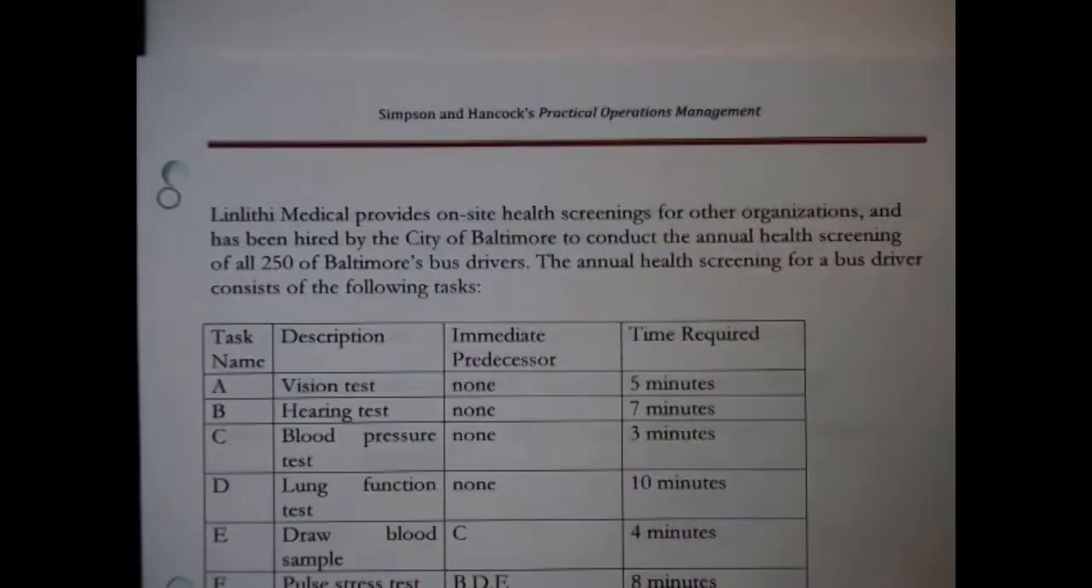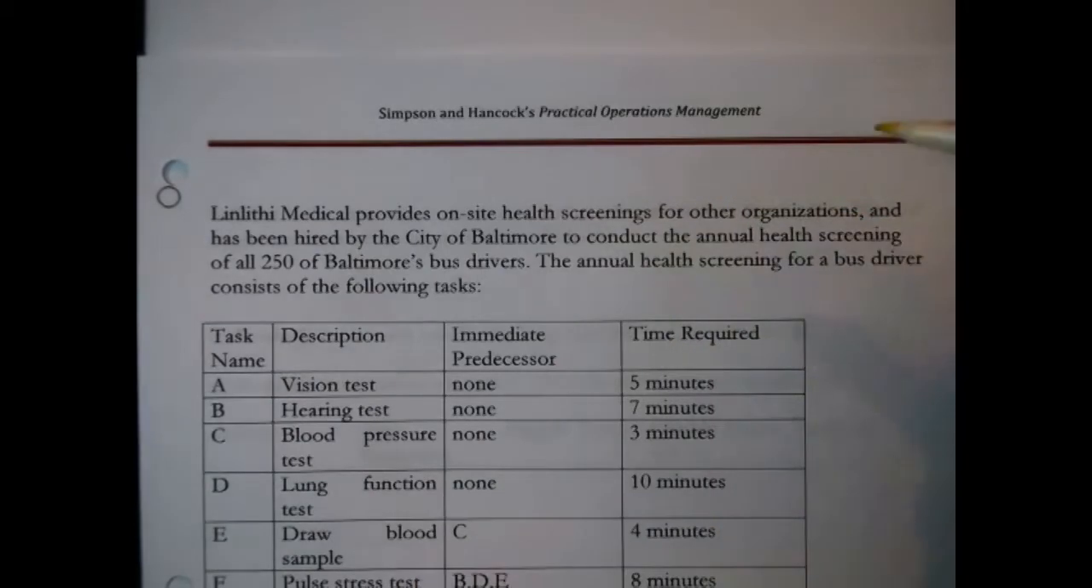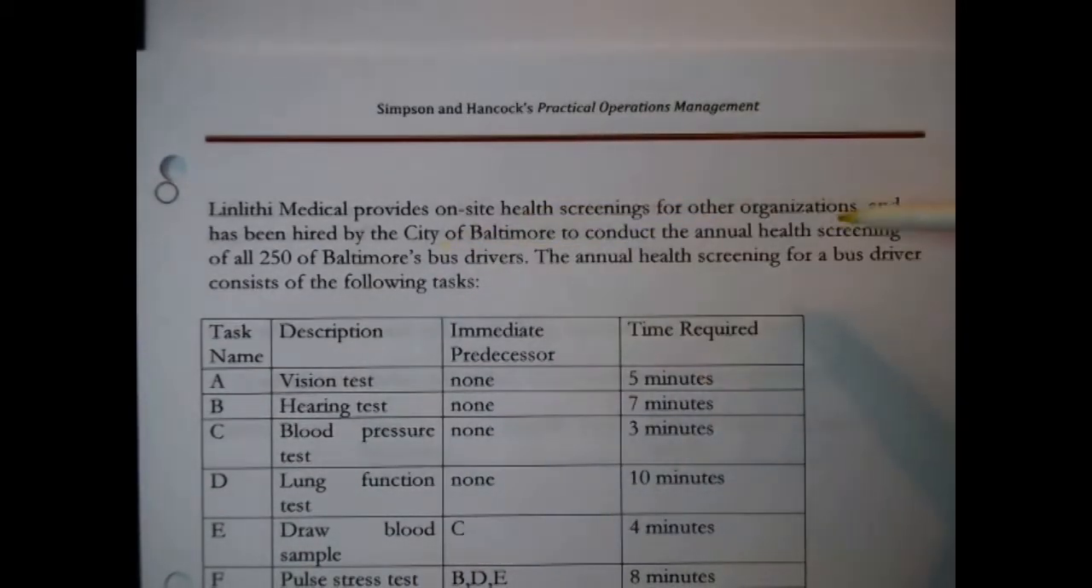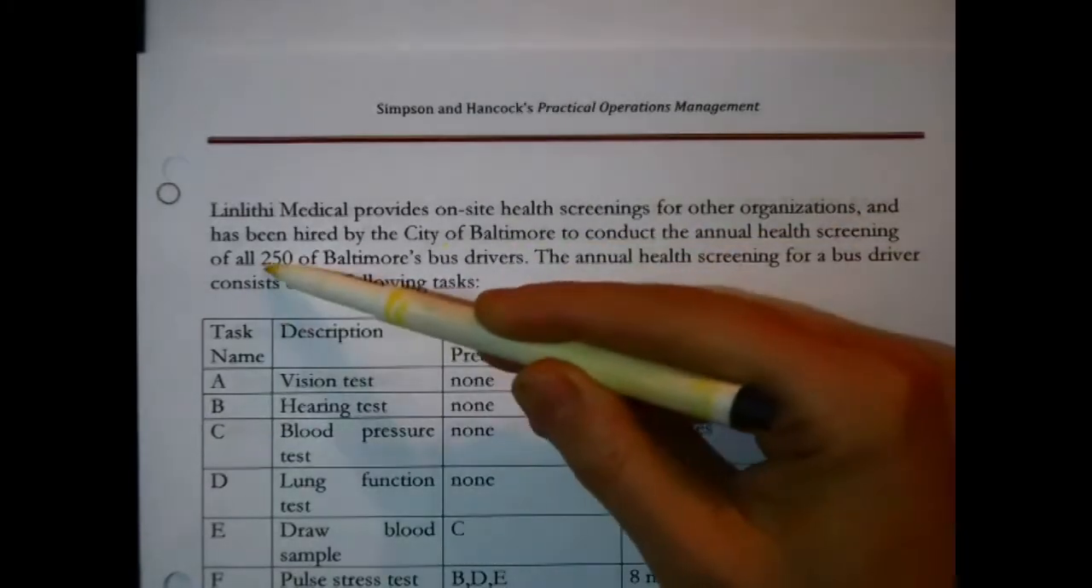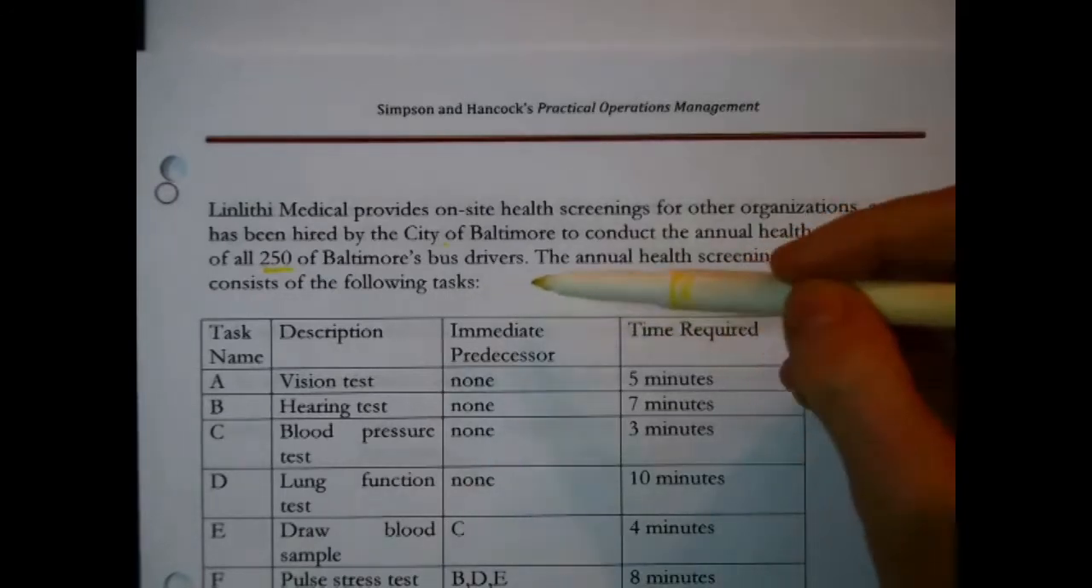Let's look. Lin-Lithi Medical provides on-site health screenings for other organizations and has been hired by the City of Baltimore to conduct the annual health screening for all 250 of Baltimore's bus drivers. The annual health screening for a bus driver consists of the following tasks.